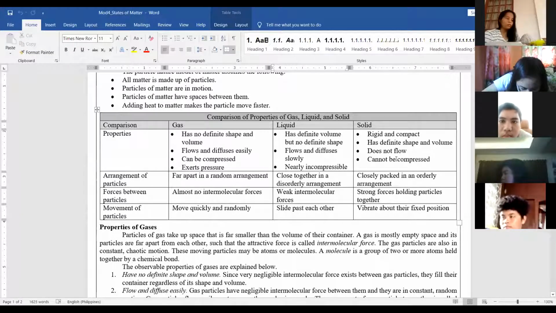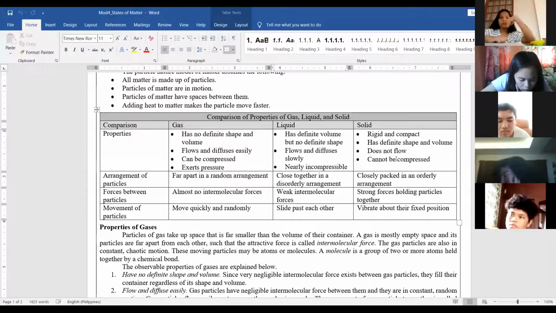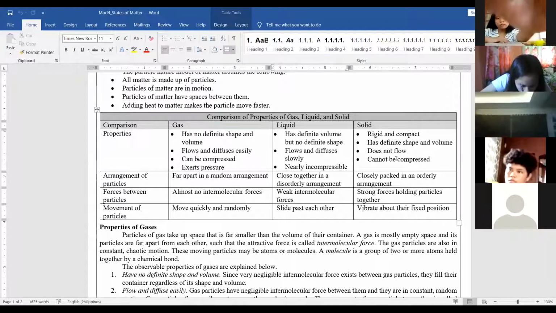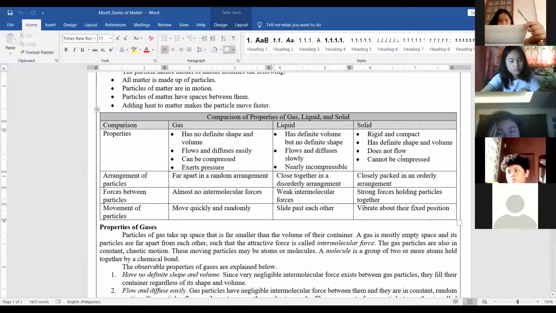Probably, you can compress a solid if the molecules have holes or such an amorphous structure. For example, a sponge. It has holes in it that are filled with air, so you can compress that sponge. But other than that, solids are incompressible.